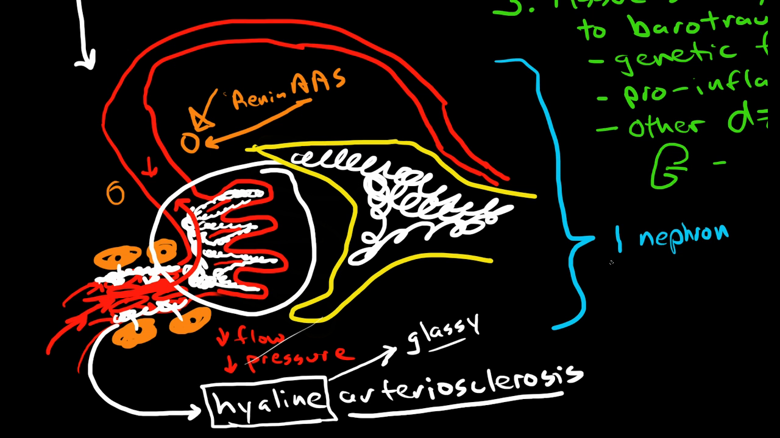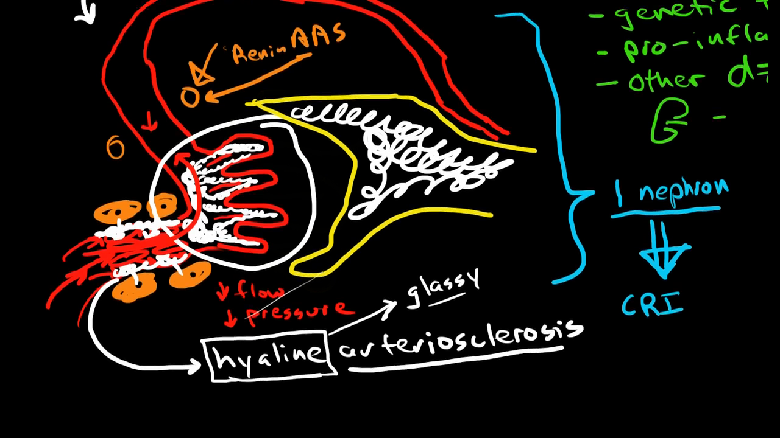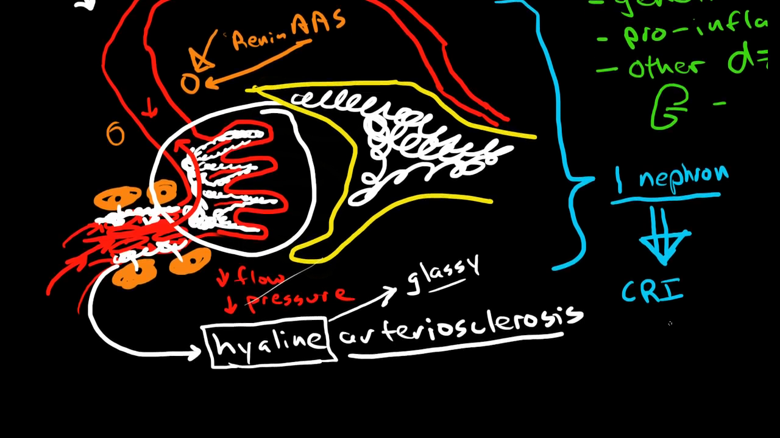Now obviously what I just talked about here was just one nephron, but this is happening in thousands of nephrons around the kidneys, and when we get to a tipping point and enough nephrons have become filled with hyaline and are no longer functional, then we develop chronic renal insufficiency. And if this disease is not headed off by controlling the hypertension, then we will eventually develop end-stage renal disease and possibly need dialysis.